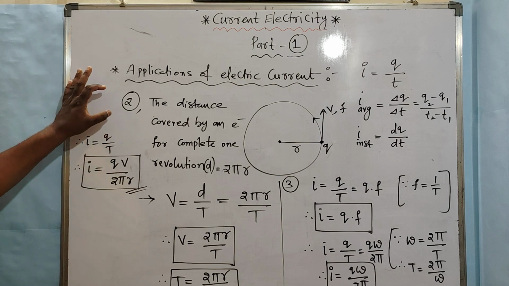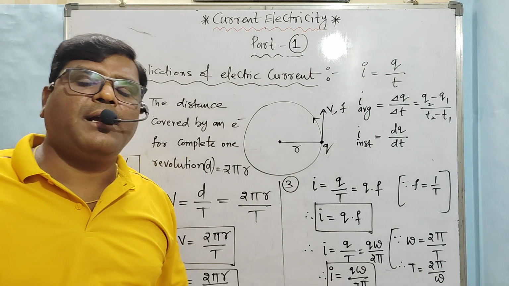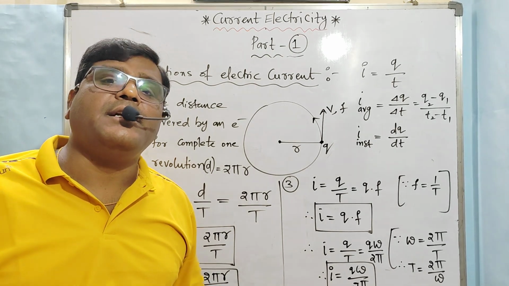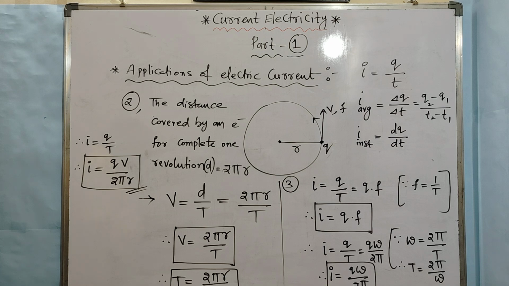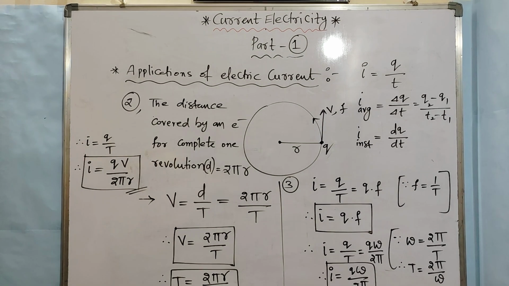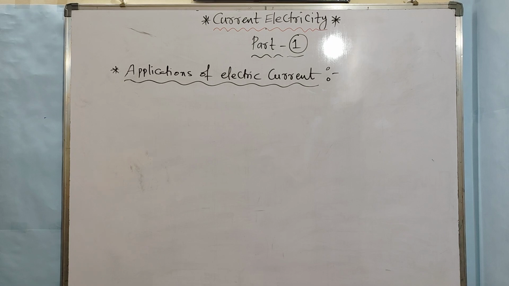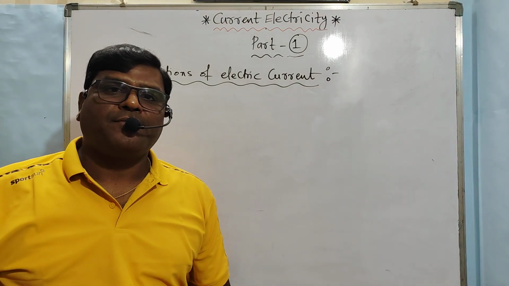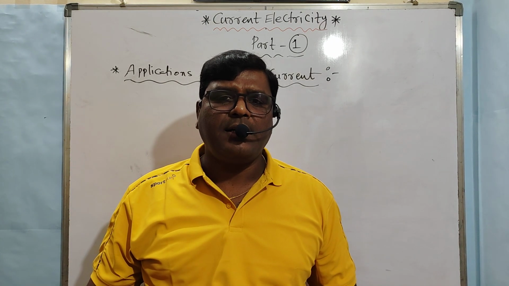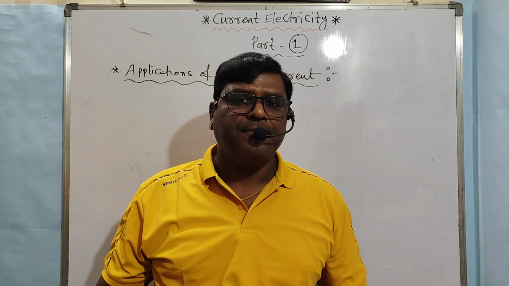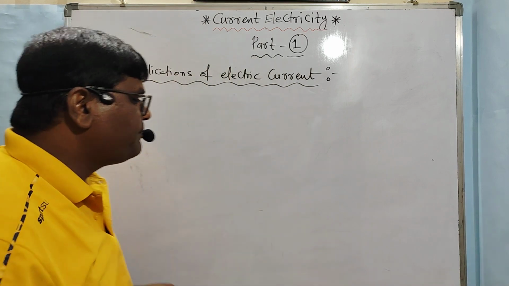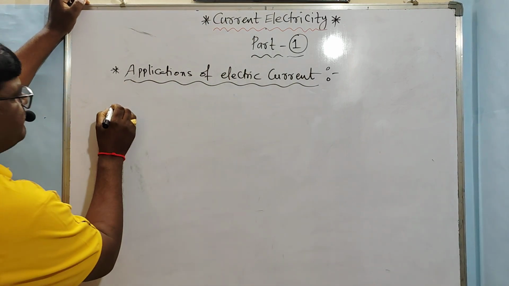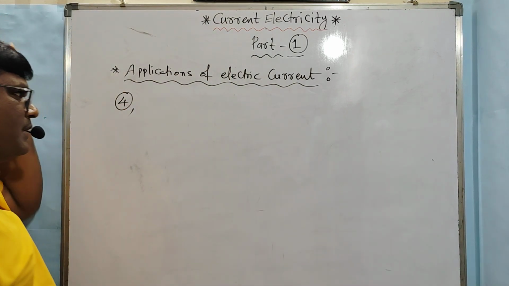These are the current formulas in different forms. The first application is completed, the second is completed, and the third means the formula of current in different forms. Now application number 4. What is application 4?